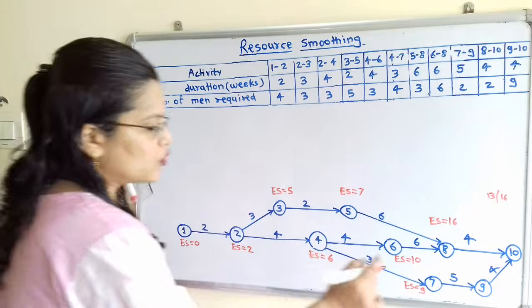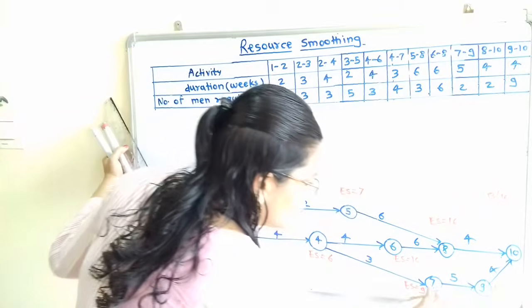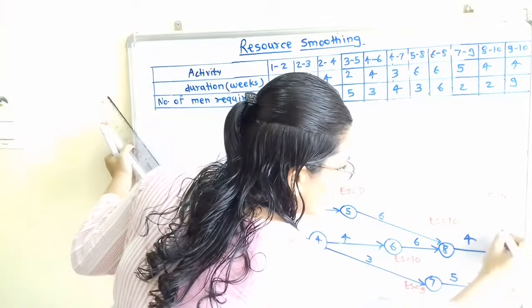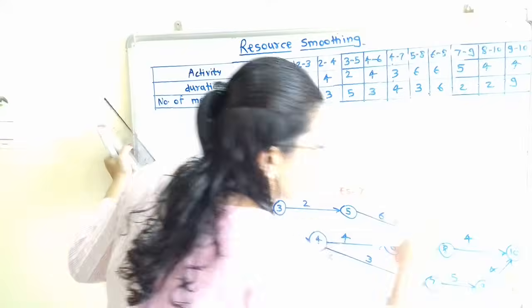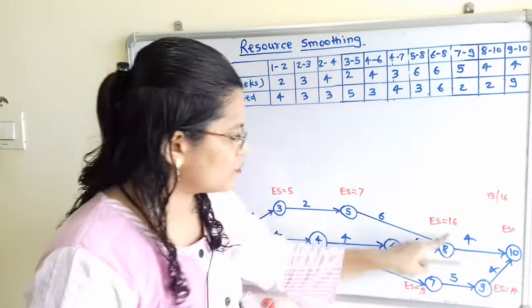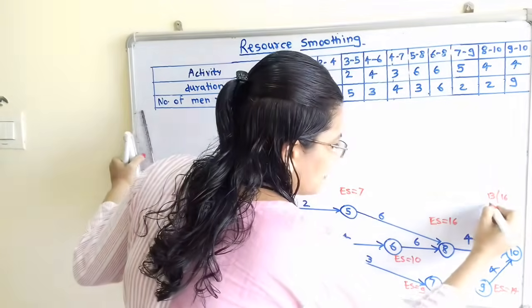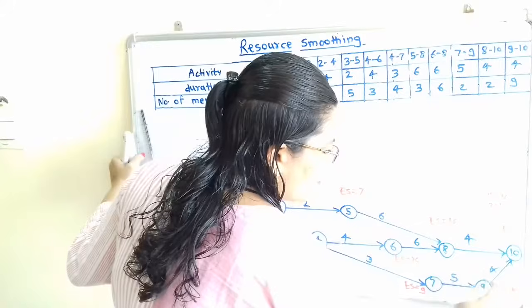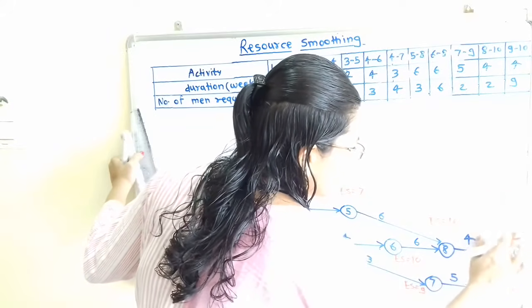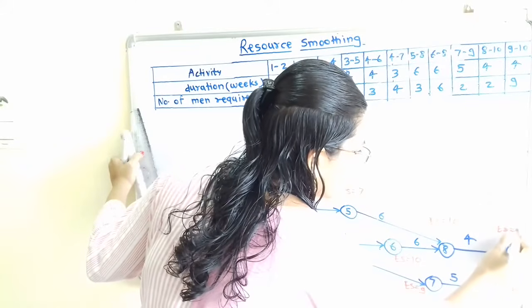Then at node 9, value of ES is equal to 9 plus 5, 14. And at node 10, value of ES, now here also there are two options available because there are two incoming arrows. 16 plus 4, that is 20, and the other option 14 plus 4, that is 18. So we will choose here ES is equal to 20, that is the highest value.